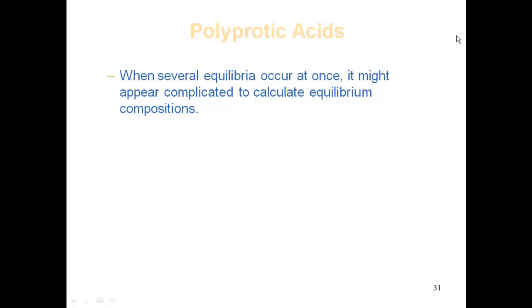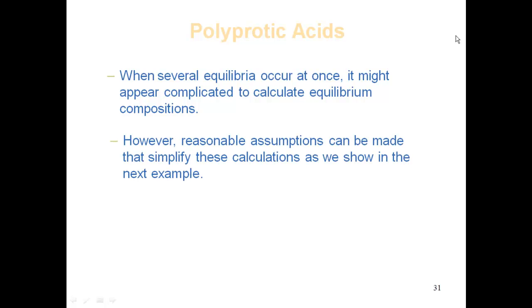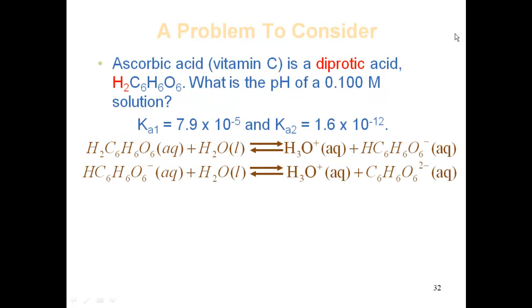Now, when several equilibria occur at once, it might appear complicated. As we said, we tend to make some reasonable assumptions to simplify things. Let's look at the next example. Okay, I'm starting with ascorbic acid. That's vitamin C. It is a diprotic acid. That's why you get just two protons in the front. So it's going to ionize twice.